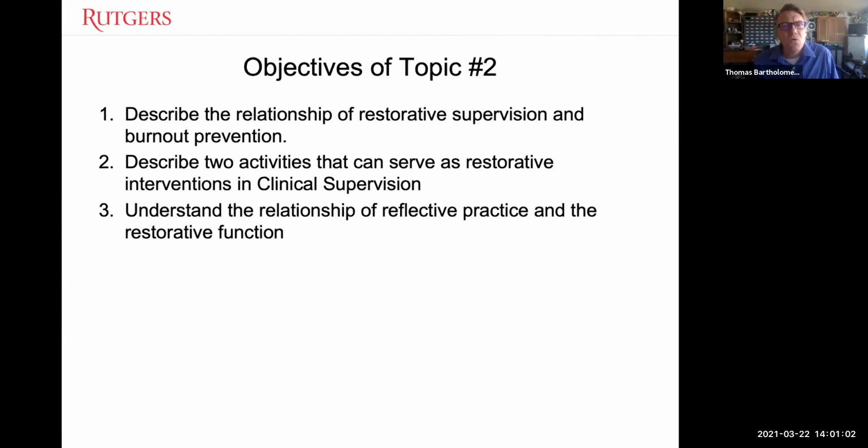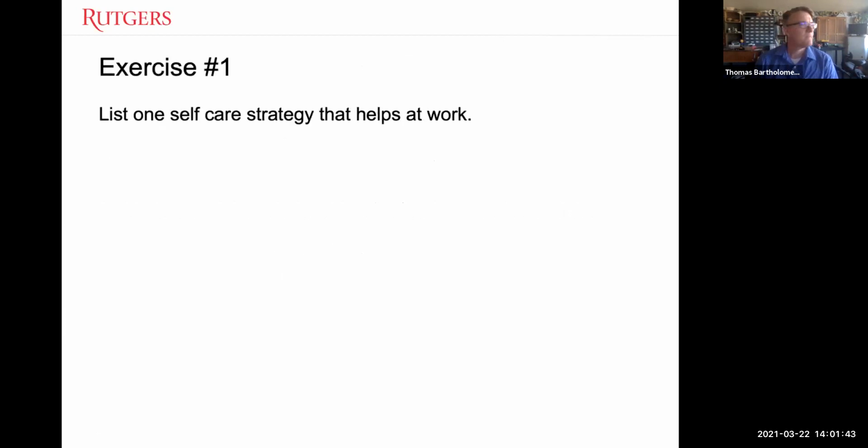All right, so the objectives for this part 2: we're going to talk about restorative supervision and burnout prevention. We're going to look at more than 2 interventions, but hopefully you take 2 away that you can use in clinical supervision. I do most of my work in group supervision, but I think some of this is applicable to individual supervision as well. And then we're going to look at this idea of reflective practice. Some people call it mindfulness, or there's an overlap. Understand the relationship of reflective practice and the restorative function. This is the sweet spot. This is good stuff.